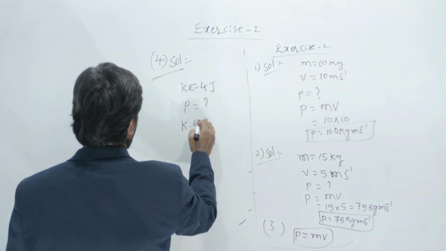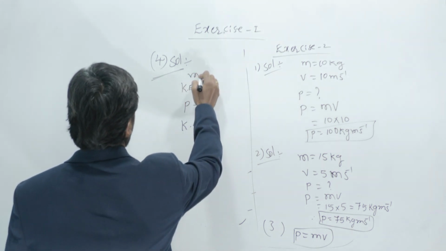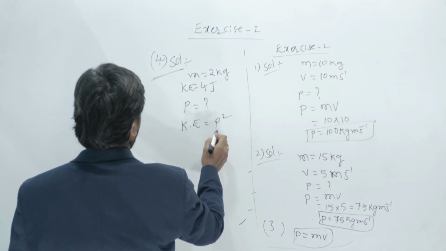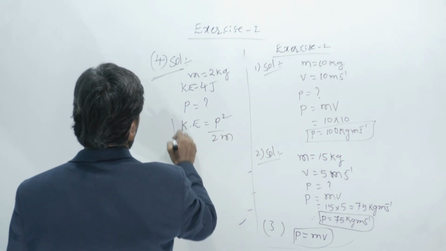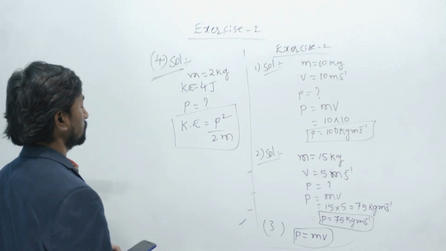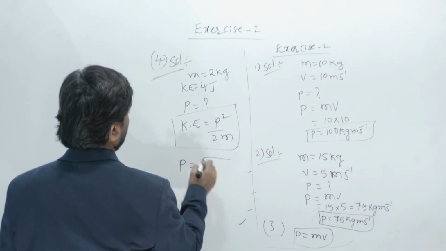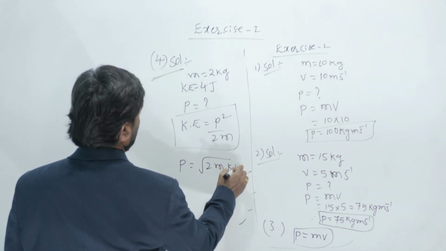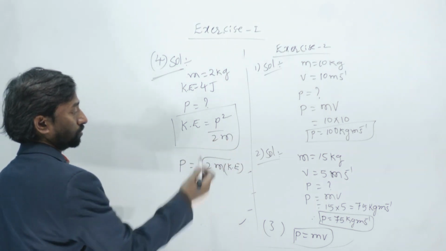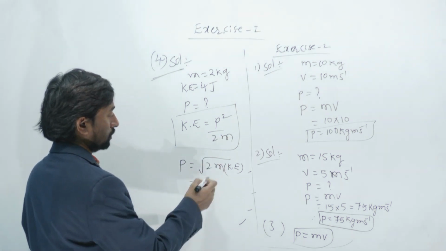We have the kinetic energy relation, no? The relation between kinetic energy and linear momentum: K is equal to P square by 2m. So here P is equal to, cross multiplying, 2m into K will be P square. If you send the root to that side, P becomes the square root of 2m into K.